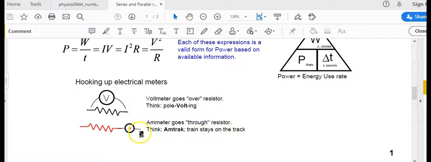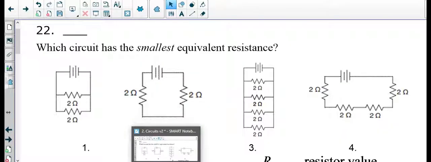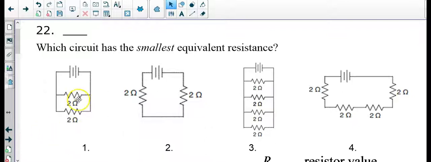And here's a little mnemonic for that. Think of Amtrak. The train stays on the track. So Am for ammeter, Amtrak. All right, let's take a look at a brief example of a question that asks which circuit has the smallest equivalent resistance. And they show you a parallel circuit, a series circuit, a larger parallel circuit, and a larger series circuit. Notice they have all the same resistance values of 2 ohms each.